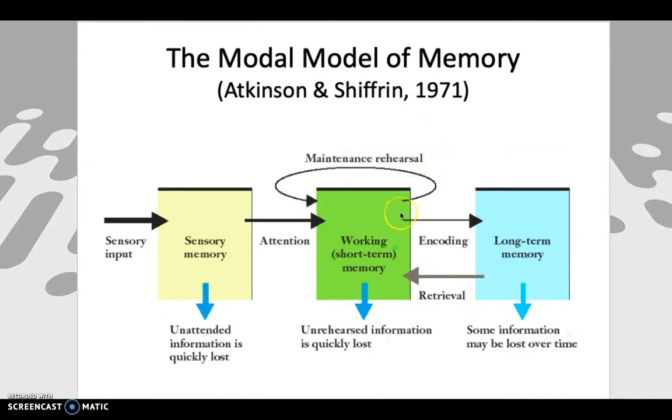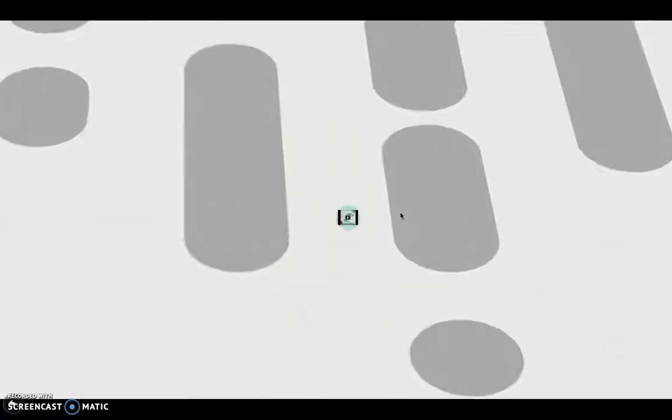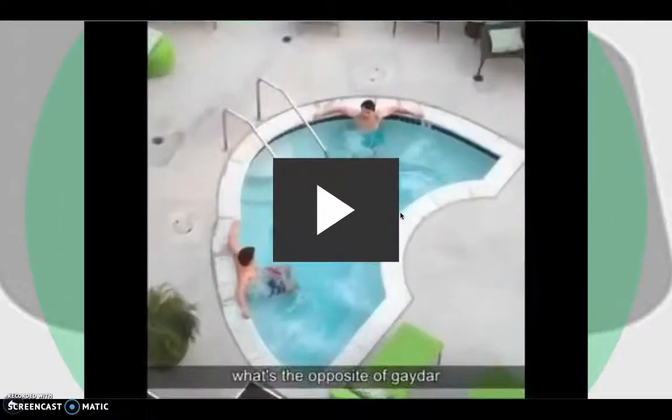Moving on to working memory, otherwise known as short-term memory. This is your capacity for holding a small amount of information in your mind in an active and readily available state for a short period of time. This is going to be a couple seconds as well.